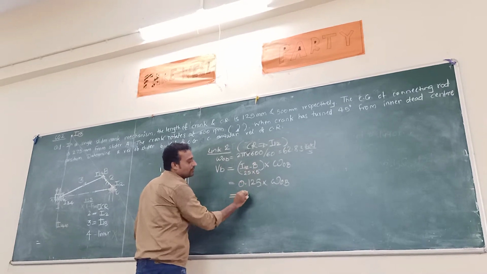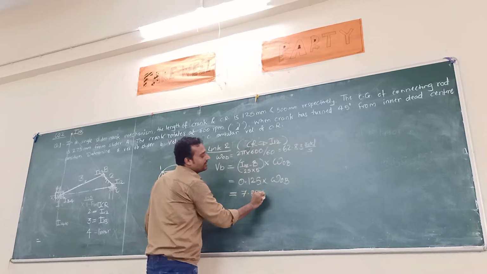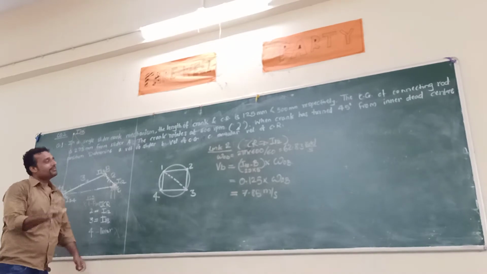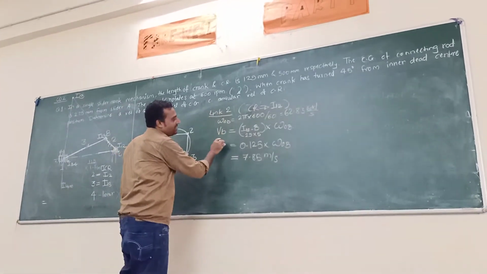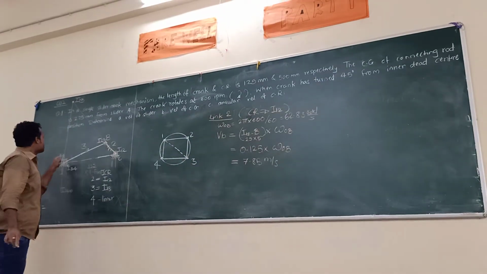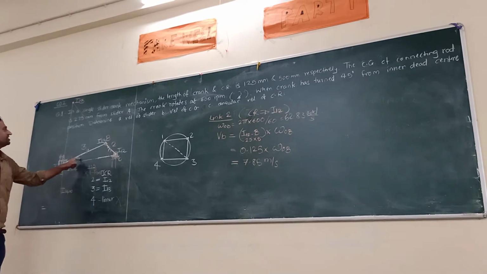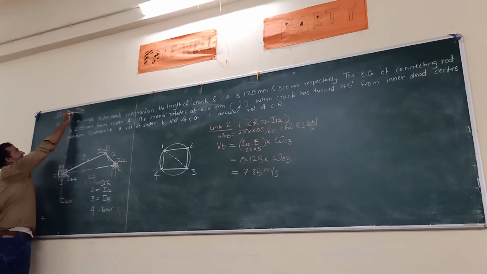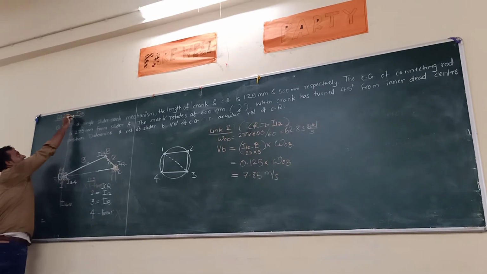So this comes out to be 7.85 meter per second as we have calculated earlier. So from analysis of link number 2 we can calculate VB. Then let us move to link number 3. Now link number 3, we have found this IC I13.